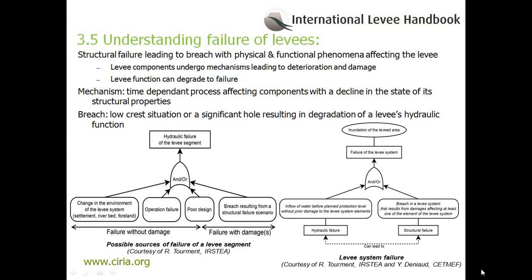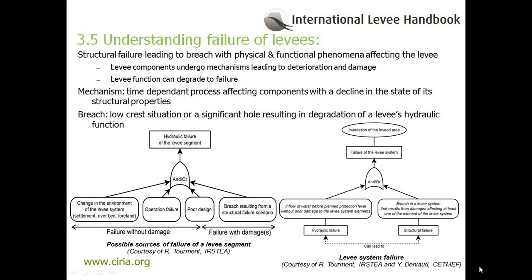In the figure on the left, multiple sources may act singularly or in concert with one another to result in a hydraulic failure of the levee through overtopping or breach. These sources may include changes in the levee environment, operational failure, poor design, or structural issues, and can be further categorized as either hydraulic failure with or without damage.